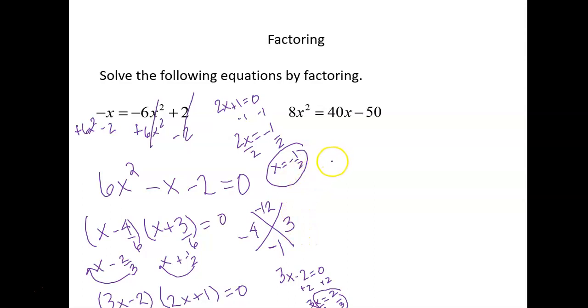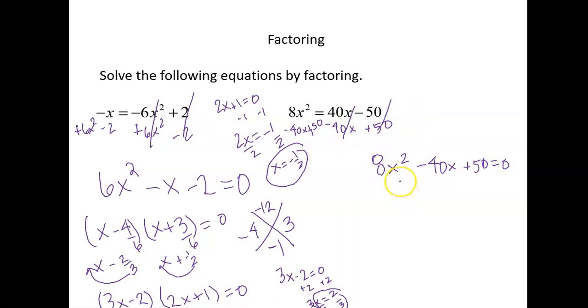All right, so for our final example today, I have 8x squared equals 40x minus 50. I need to move everything to the other side so that I can get it in standard form with one side equal to 0. Always need to start with that step when solving by factoring. So 8x squared minus 40x plus 50 equals 0.